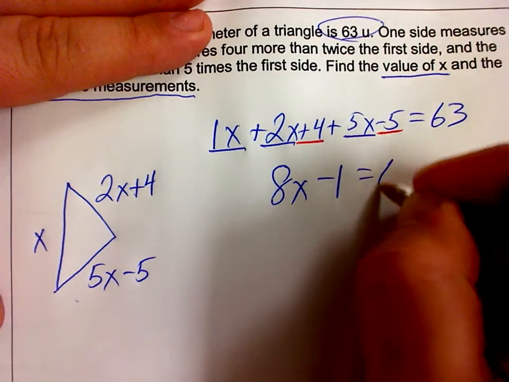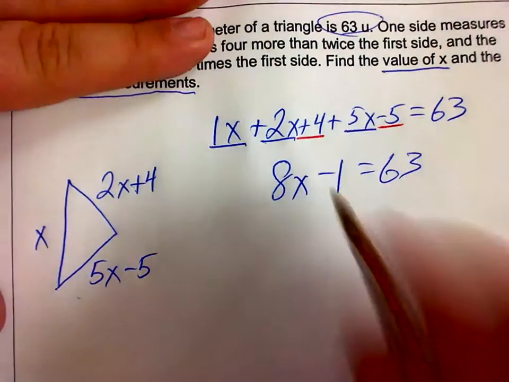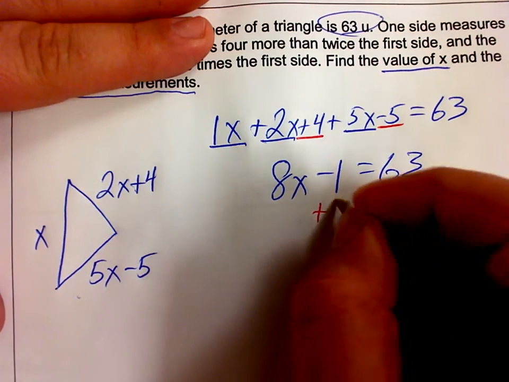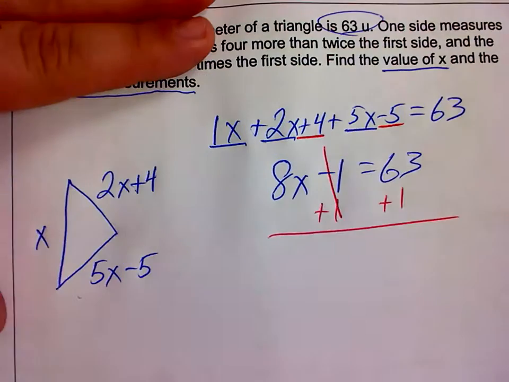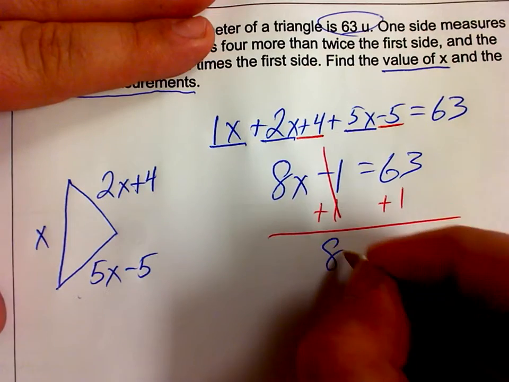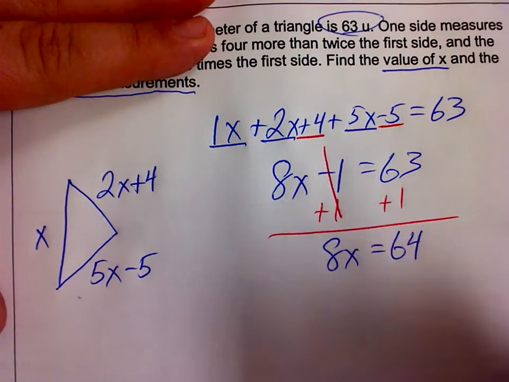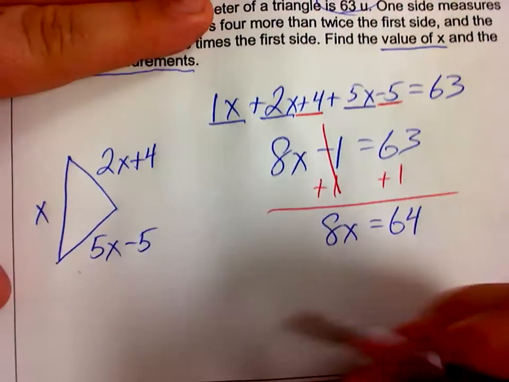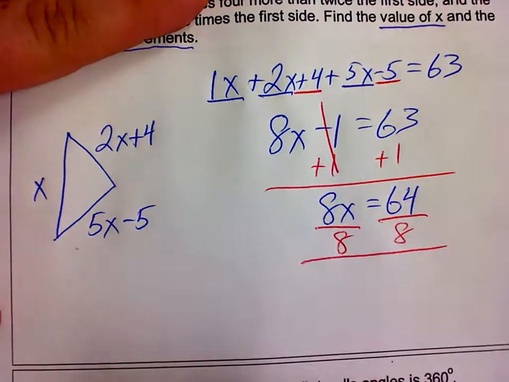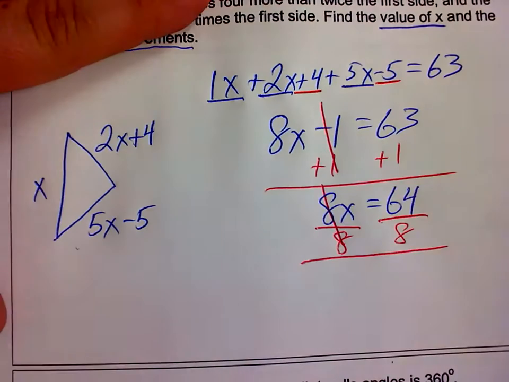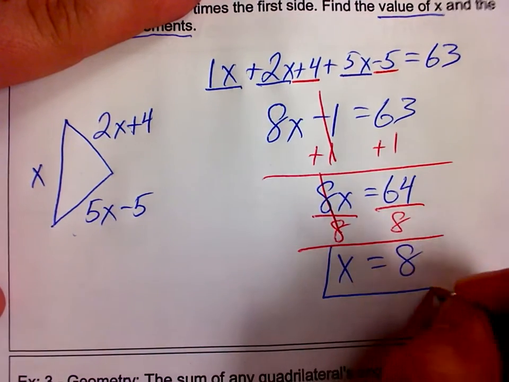Then we can continue the rest of our equation here, and we're back to solving linear equations. We want to get rid of minus 1 by adding 1 to both sides. The 1s are going to cancel out on the left, leaving us with 8x is equal to 63 plus 1, which is 64. Then we want to get rid of times 8 by dividing by 8. The 8s go away on the left side, leaving us with x is equal to 8.